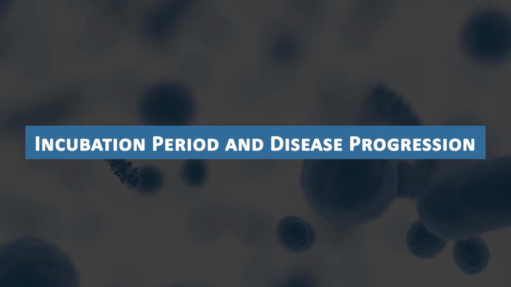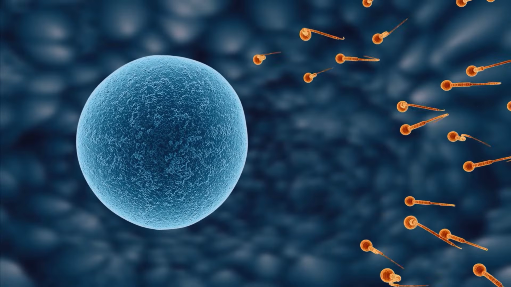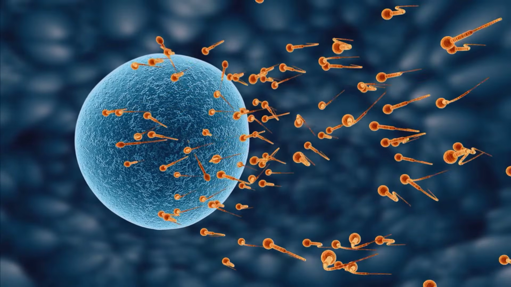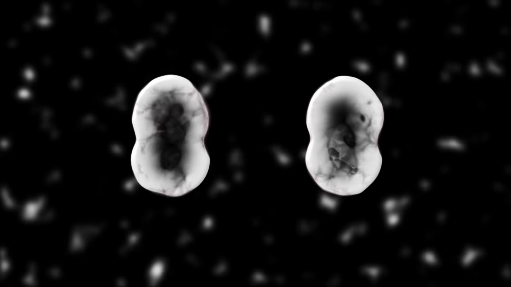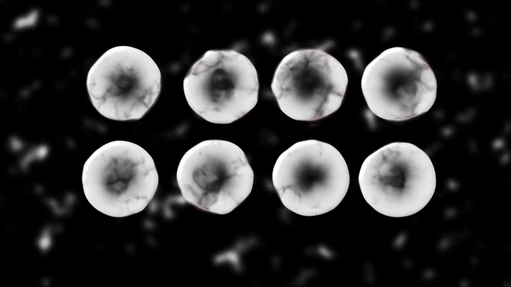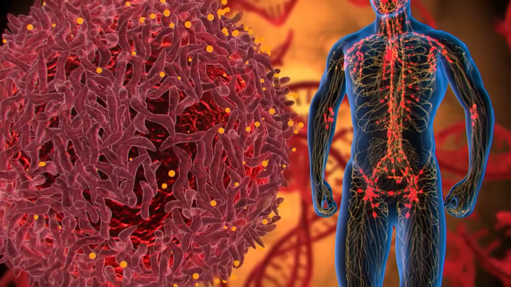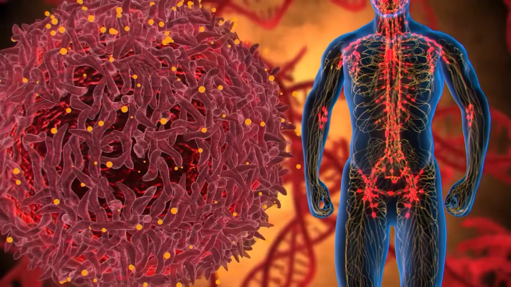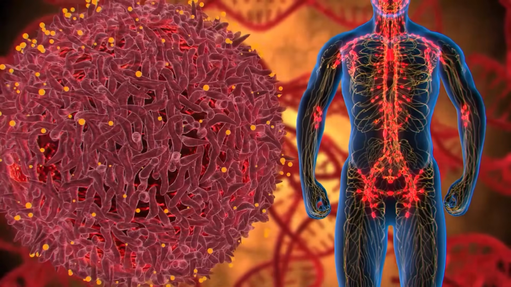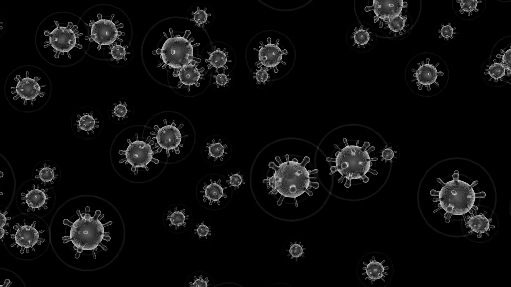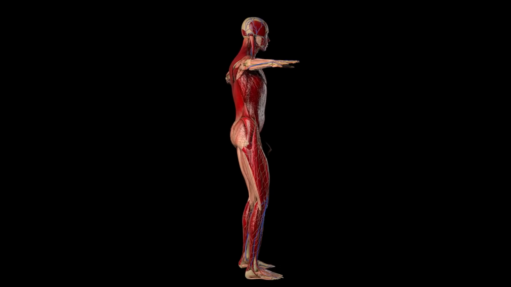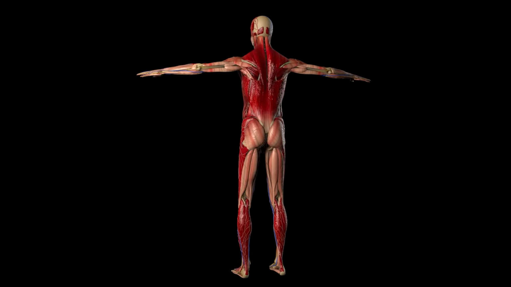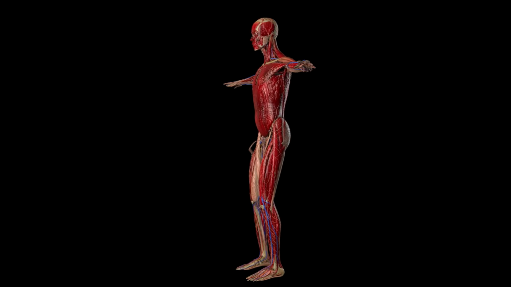Incubation period and disease progression. The incubation period of influenza is usually 1 to 4 days, with an average of about 2 days. During this time, the virus multiplies rapidly inside the body without causing noticeable symptoms. Once the virus reaches a certain level, the immune system recognizes the infection and begins responding, which leads to the sudden onset of symptoms. Influenza is known for its abrupt and intense onset, unlike the common cold, which develops gradually. Symptoms can become severe within hours and may last for several days to 2 weeks, depending on the individual's immune response and overall health.